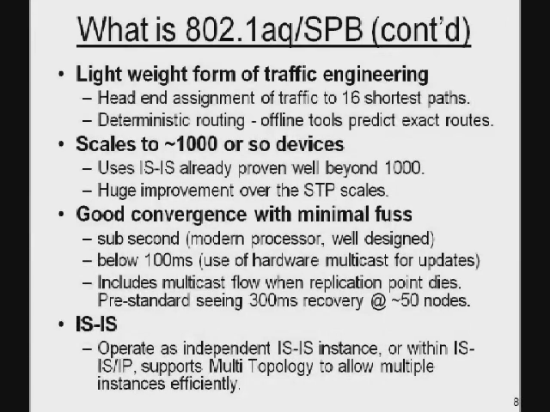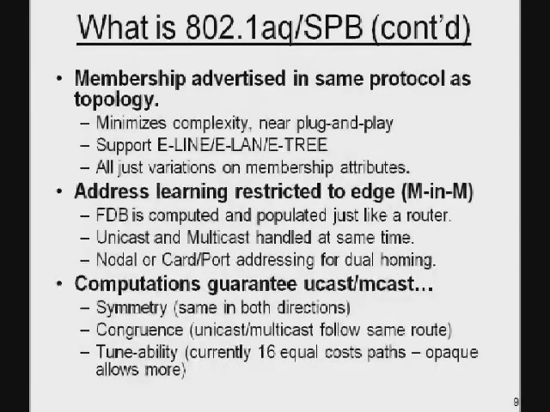The ISIS protocol, as I said, is chosen to support 802.1aq, and it can operate either as a completely independent ISIS instance, or you can run the shortest path bridging protocol within an ISIS instance that's also supporting IP. The protocol itself really doesn't mind. It's just additive to ISIS. It also supports the multi-topology extensions for ISIS, so those extensions to ISIS are transparent to AQ.